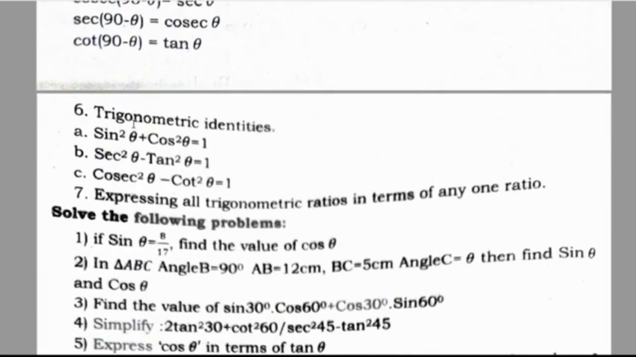The whole of trigonometry's long answers will run on these identities. The first identity is sin square theta plus cos square theta is 1. The second identity is sec square theta minus tan square theta is 1. The third identity is cosec square theta minus cot square theta is equal to 1. So what type of question will be asked? Just have a glance.